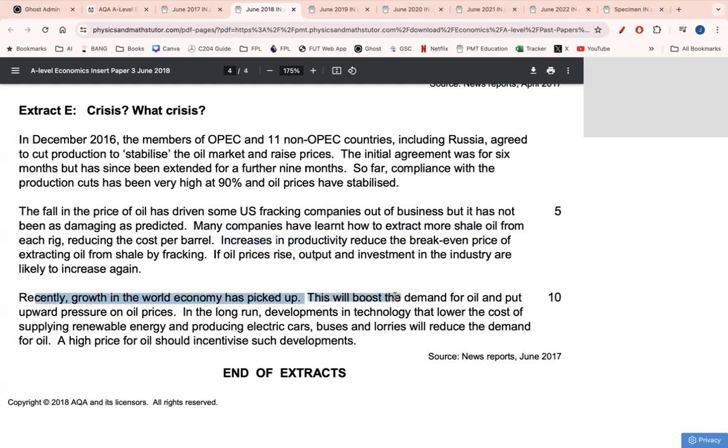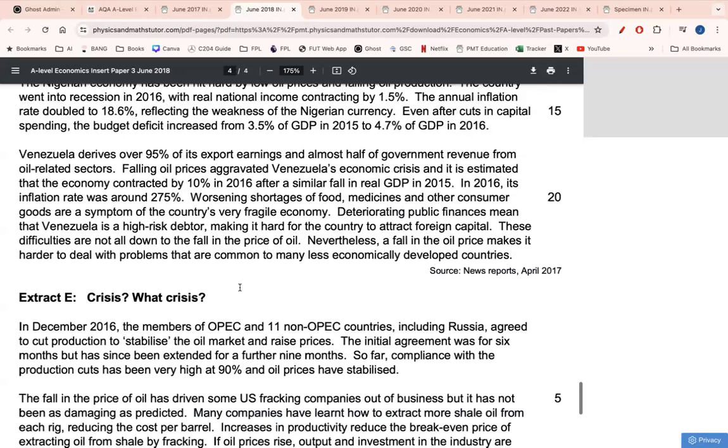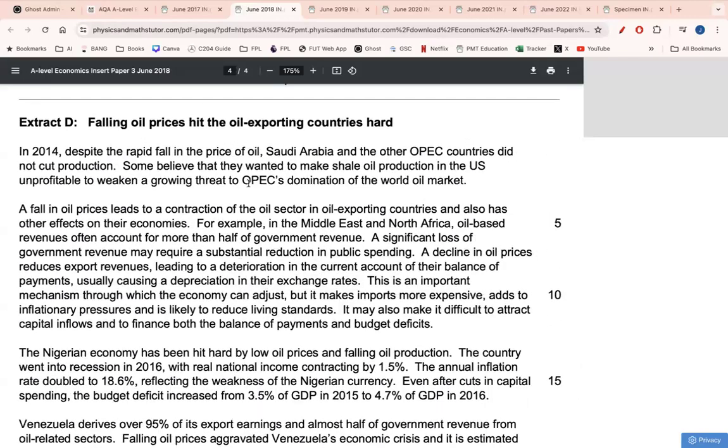Here, it talks about growth picking up, demand for oil picking up, developments in technology that lower the cost, blah, blah, blah. And then this said that high prices are good because it incentivizes developments in new technology. There you go. This is another point for the high price. The thing is, if I look here, look how difficult it is. Falling prices are bad. It says falling prices are bad for so many reasons. It's crazy. This question was so hard because the extract was so bad.